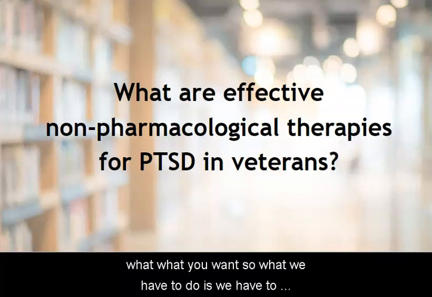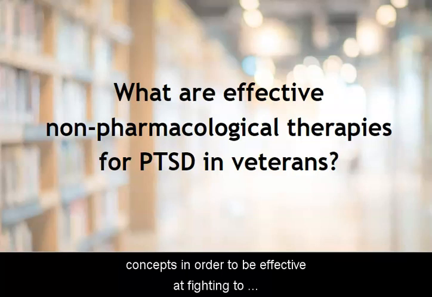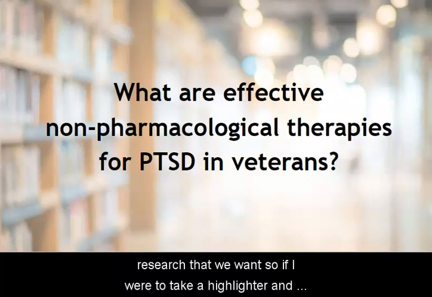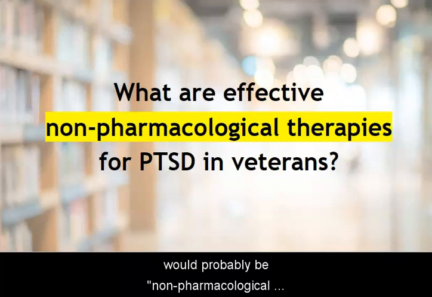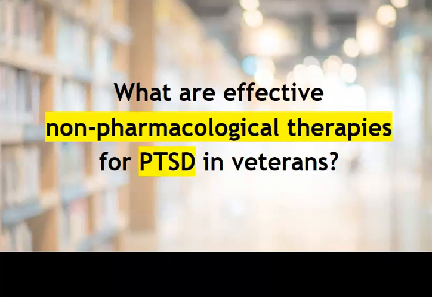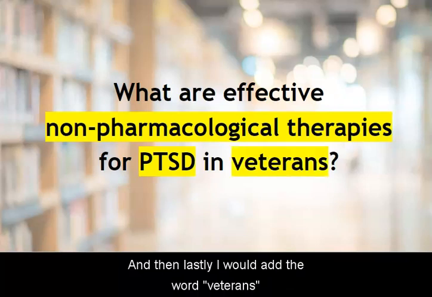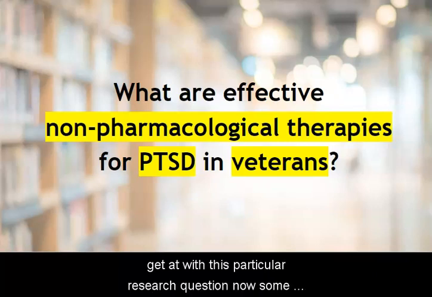So what we have to do is break up our question into the main components or main concepts in order to be effective at finding the research that we want. If I were to take a highlighter and highlight the main ideas of this question, the first one would probably be non-pharmacological therapies. The second one I would add is PTSD. And then lastly, I would add the word veterans. So those are the three main concepts of what I'm trying to get at with this research question.